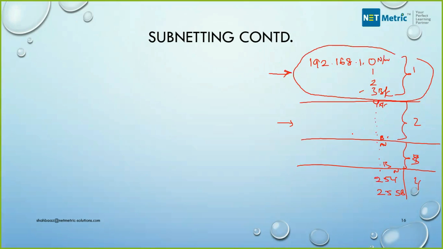To decrease the wastage of IP addresses. So how are we going to avoid this? What are we going to do in subnetting?